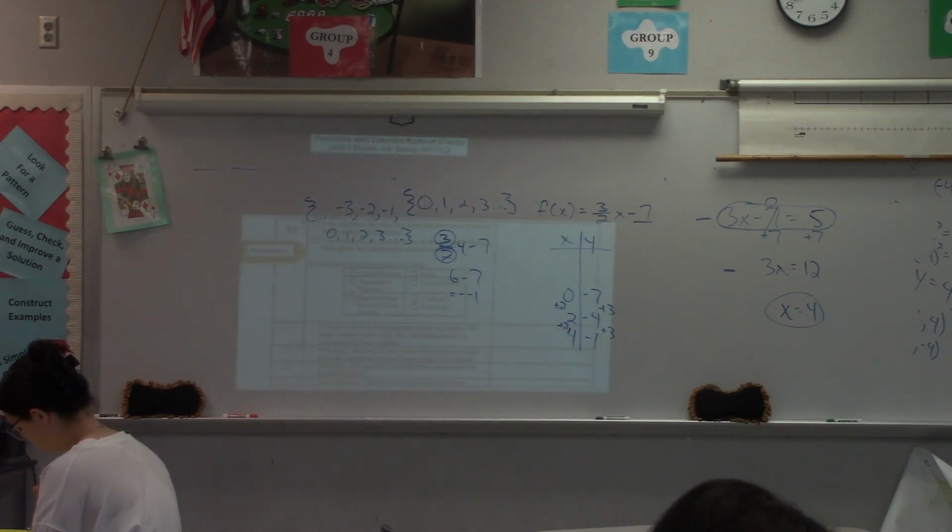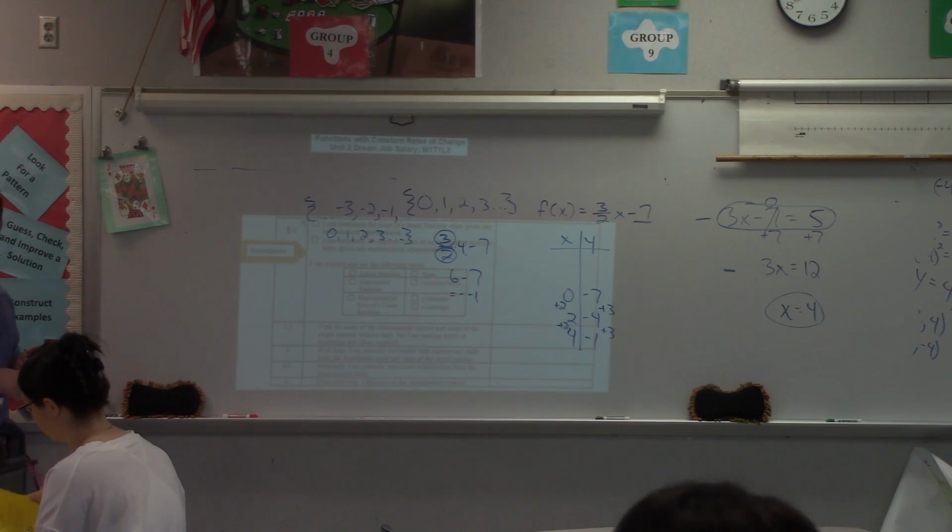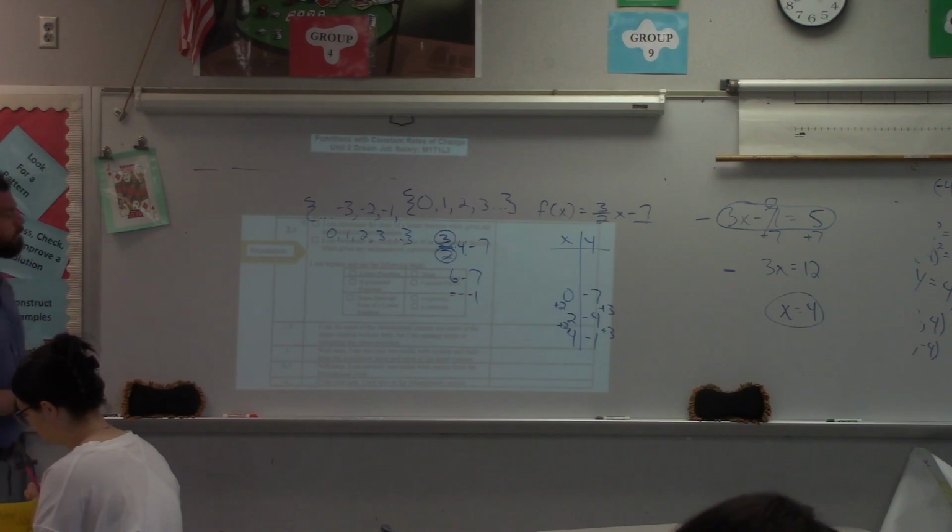Then I gave you the functions with constant rates of change. I think it's on the back side, or it's a separate sheet for y'all. It's one of those two. So is it a separate one? Y'all have it as a separate one.